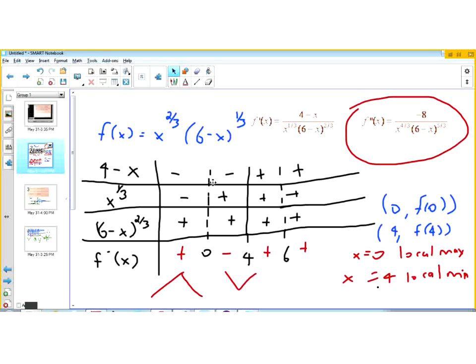So let's check. 4 minus x, x is 1/3, so it's less than 4. It looks fine. Negative to positive. So x equals 4 should be a local min, so that means it should be concave up. But the sign of the second derivative is showing concave down. Interesting. So there's a mistake here. Well, let's read on.